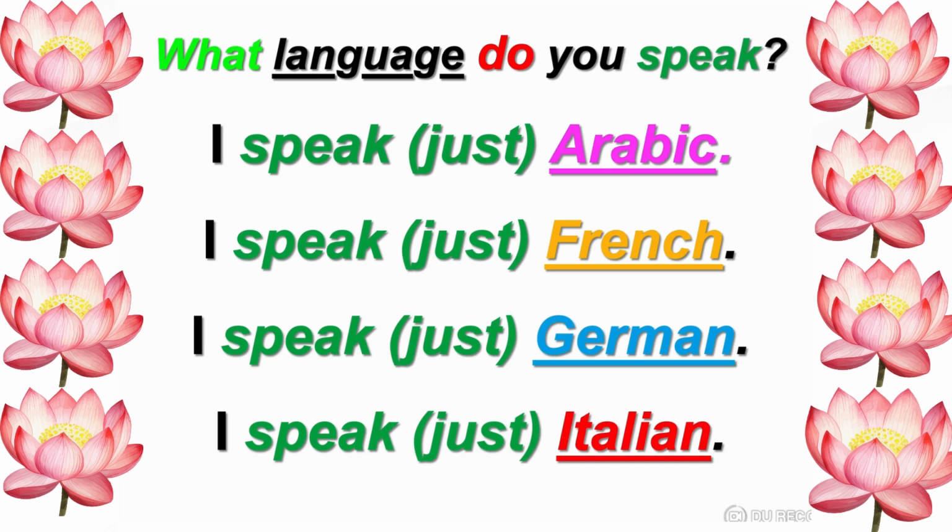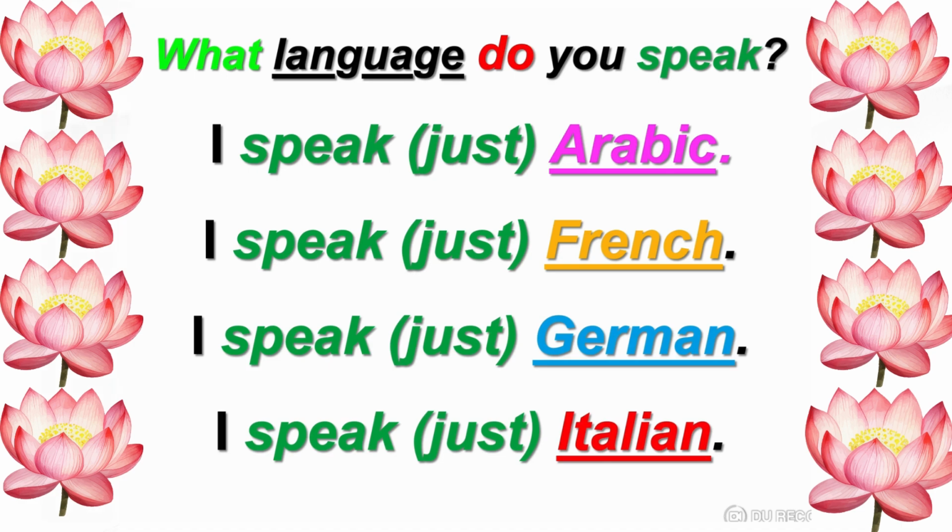The third answer, I speak German, or I speak just German. It means that I speak just one language, because there are people who speak just one language. They are called monolingual. Monolingual means they speak just one language. And the last answer, what language do you speak? I speak Italian, or I speak just Italian.